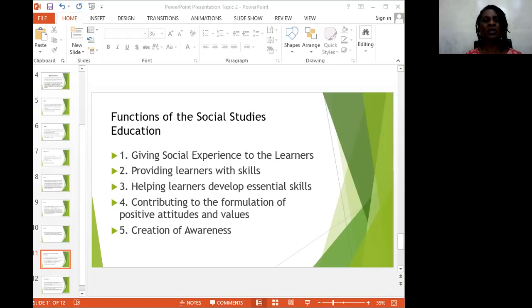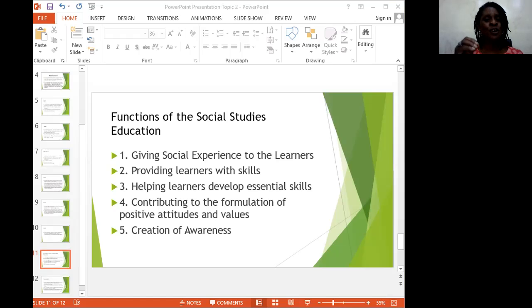The second one, providing learners with skills. One of the functions of social studies education is to help provide learners with skills. What are we talking about here? Every individual, you and I, need to learn some core skills.